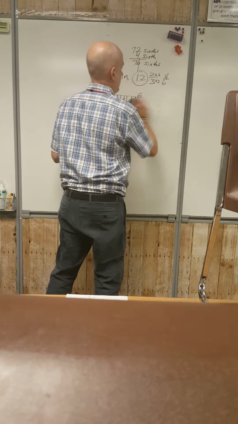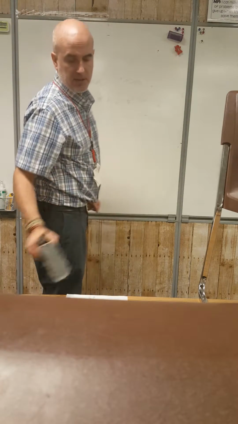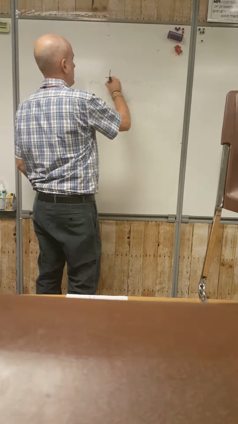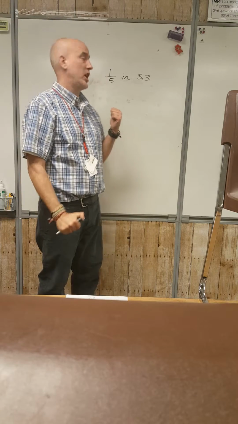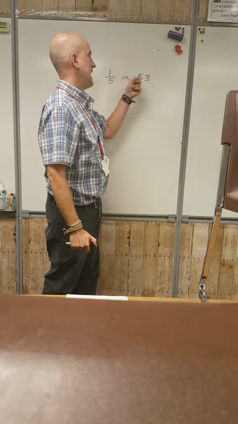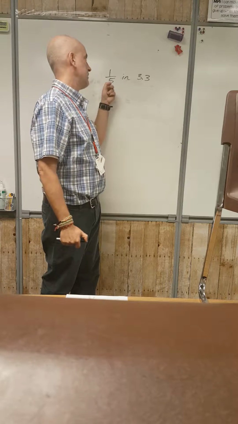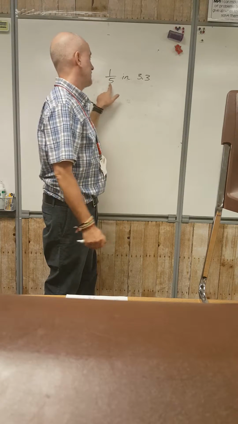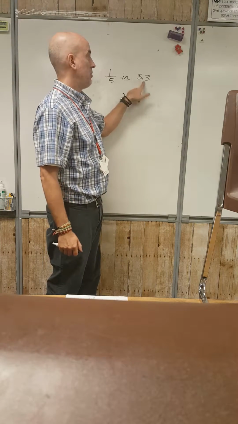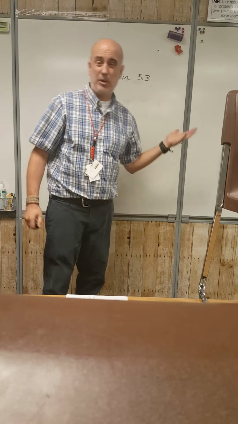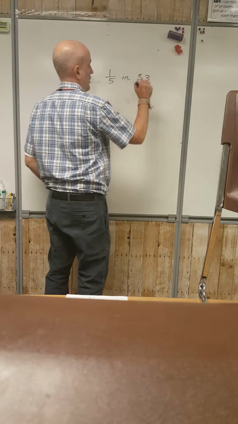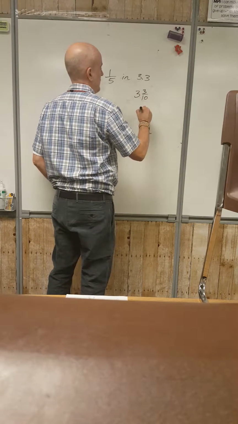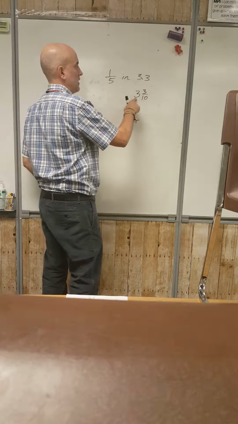All right. The next one says, how many fifths in 3.3, or 3 3/10? So this one's a bit more challenging in that I have a fraction and a decimal, and I'm trying to compare how many of these fractional pieces are in a decimal. So what I would do here is make this into a decimal so they're both decimals, or make this into a fraction so they're both fractions. I'm going to solve it both ways. I'm going to start by making this into a fraction. So 3.3 would be 3 3/10.